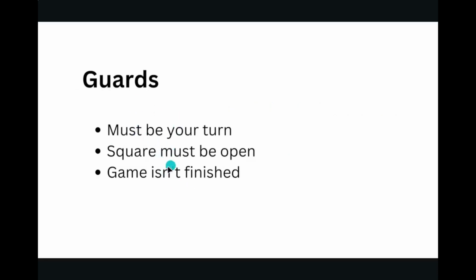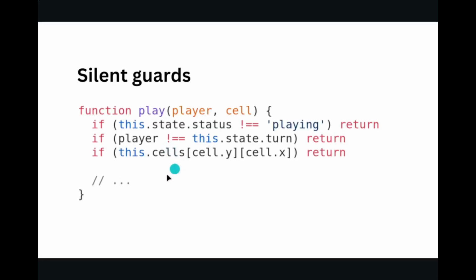So another useful thing when it comes to state machines are guards. You could think of them as validation to check whether something is allowed to happen. For example, it must be your turn. You can't play if it's not your turn. We have to check that the square is not already taken. Or we have to check that you're allowed to play now, that the game's not over. These are all examples of guards. And it might look something like this.